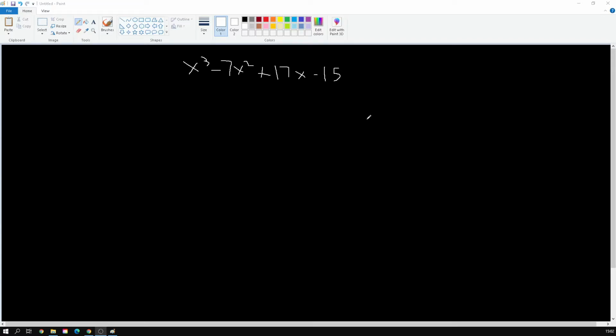So let's say I'm given a problem here, a polynomial function, and we're supposed to try to solve for it and find all the zeros, including complex and real numbers. So the first thing we want to do is define our possibilities.